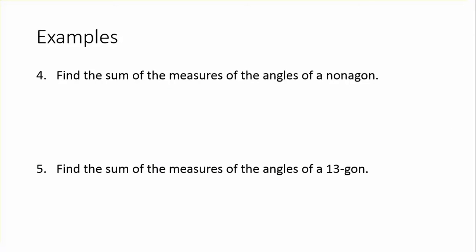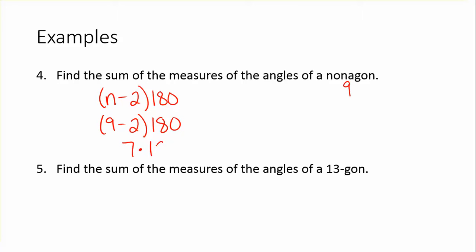So if I ask you to find the sum of the measures of the angles of a nonagon, first we have to remember how many sides a nonagon has. And a nonagon has 9 sides. So we're going to take the formula, and let's write it up here again, n minus 2 times 180. Well, n is 9, so it's 9 minus 2 times 180. 9 minus 2 is 7, so we're going to do 7 times 180. And that's 1260. So the angle measures of a nonagon will add up to 1260 degrees.